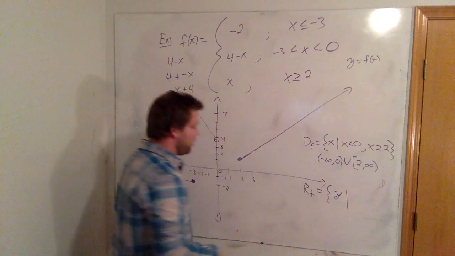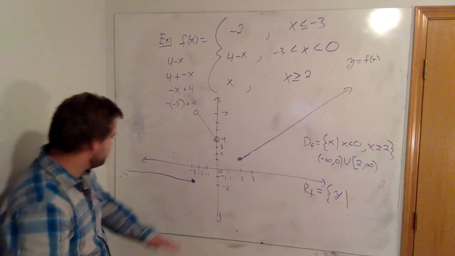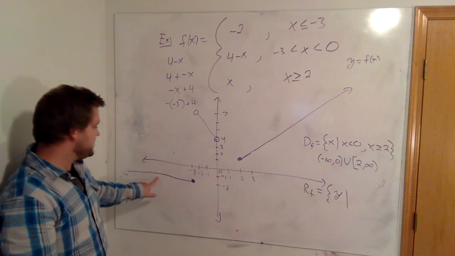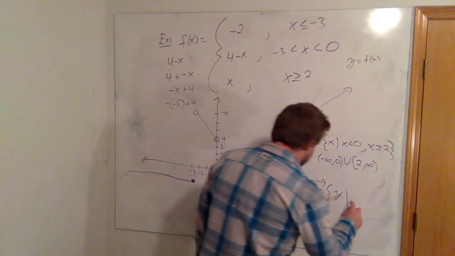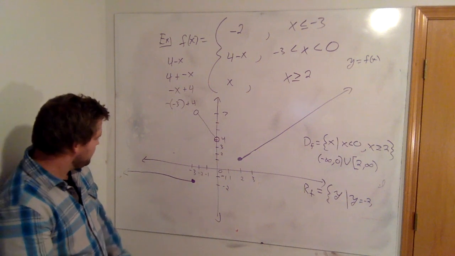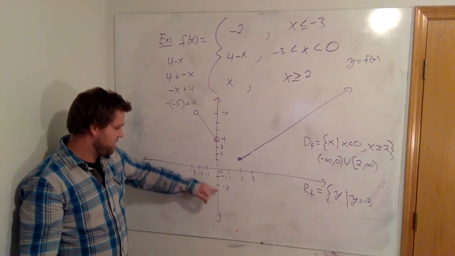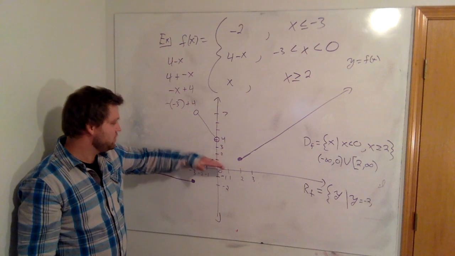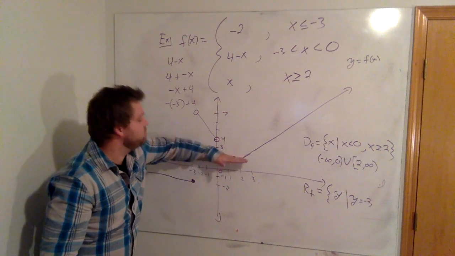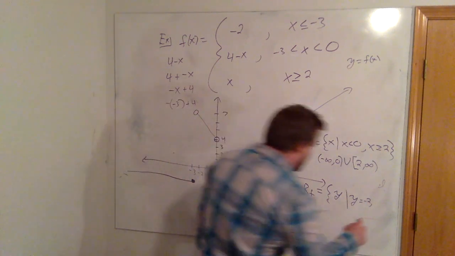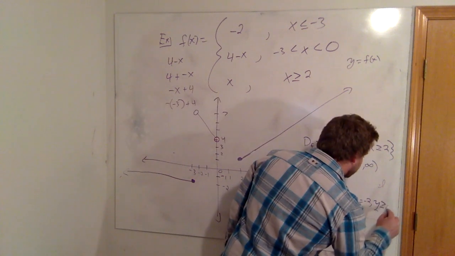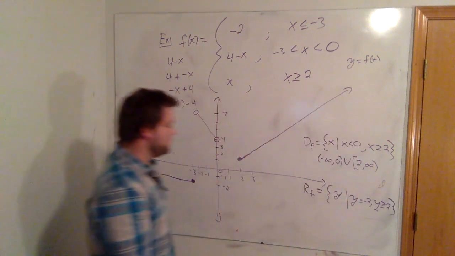So all y's, or all outputs, such that, well, what could y be? If I'm plugging in any number between negative infinity and up to -3, the output is always -2. So a possible output is y equals -2. I don't get outputs anywhere between -2 and 2, but I will get an output of 2 and anything bigger. So I could write all y equal to -2 or anything bigger than or equal to 2. So this will be the range.